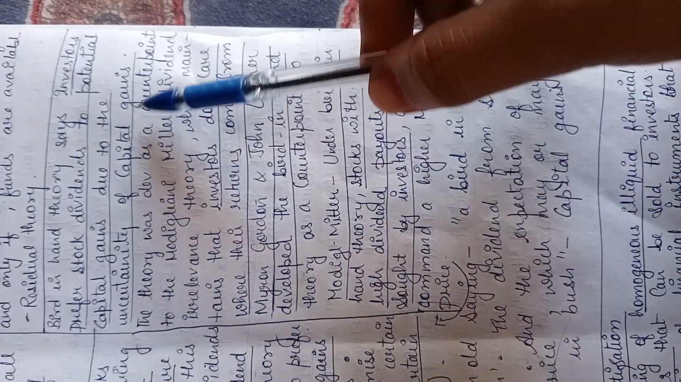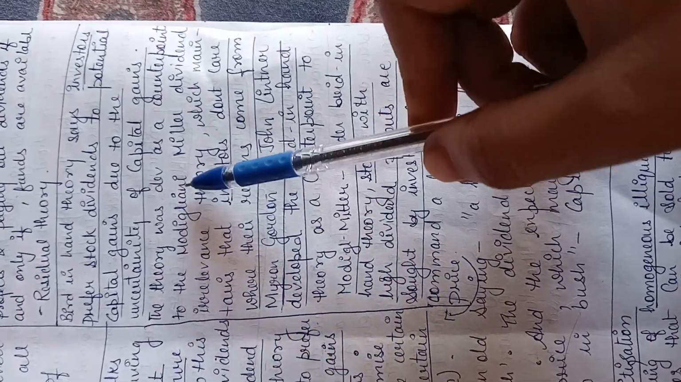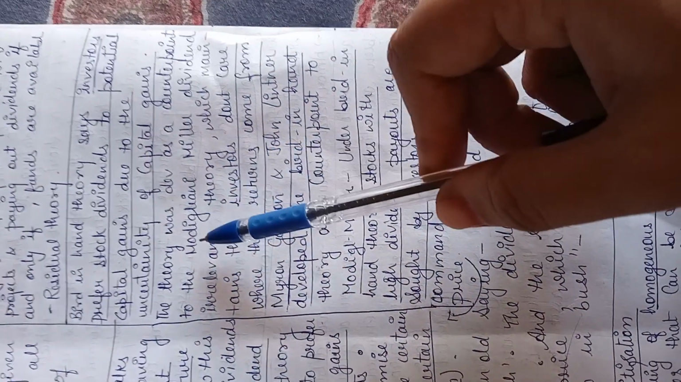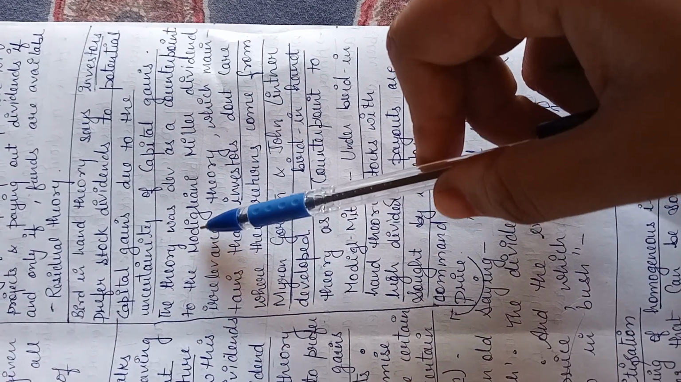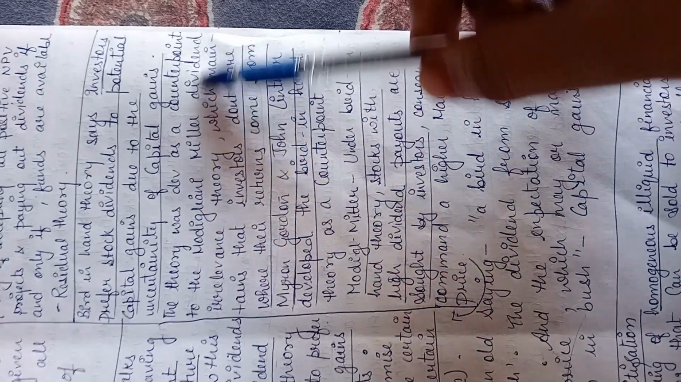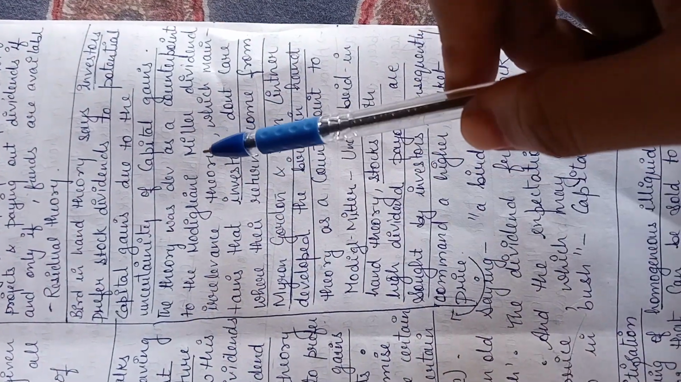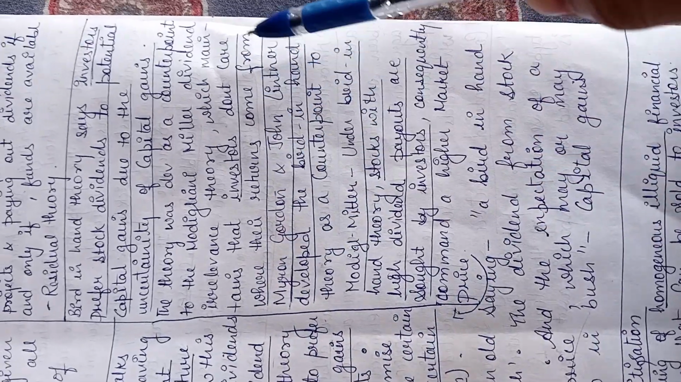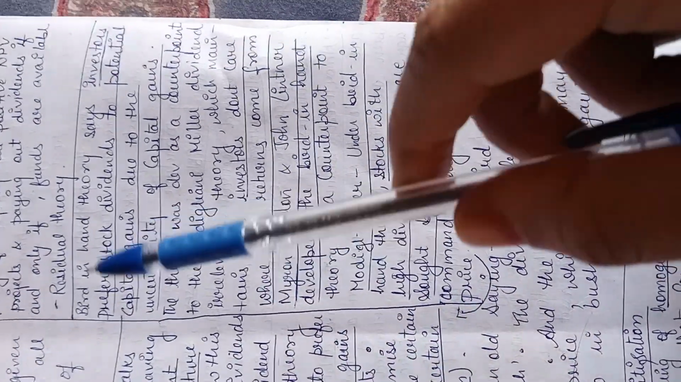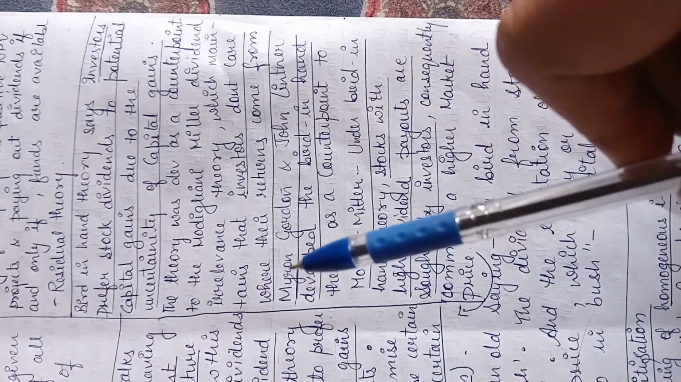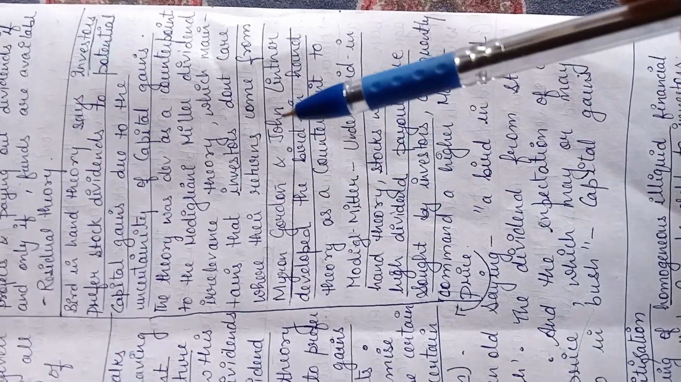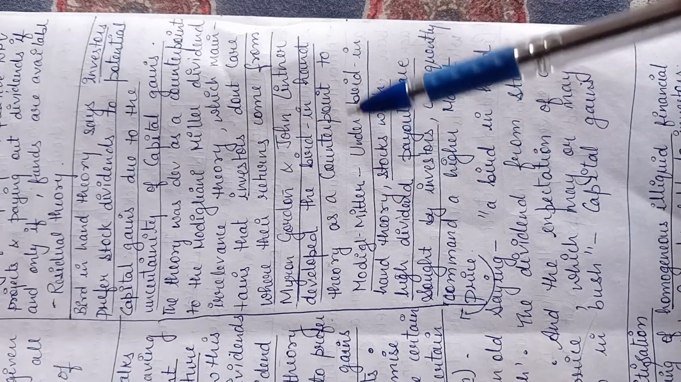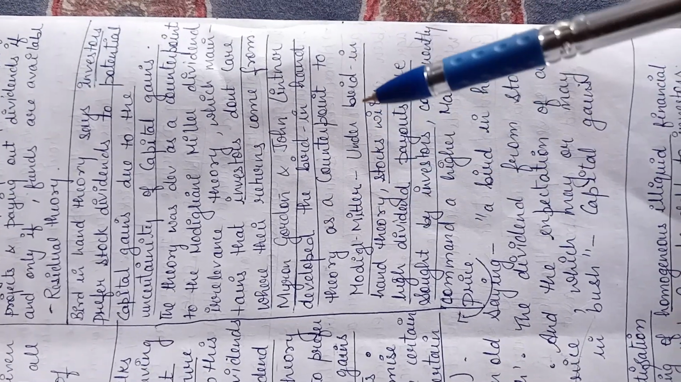The theory was developed as a counterpoint to the Modigliani-Miller dividend irrelevance theory. As we all remember, the Modigliani-Miller dividend irrelevance theory suggests that investors don't care where their returns come from. Bird in hand theory was given by Myron Gordon and John Lintner as a counterpoint to Modigliani-Miller.